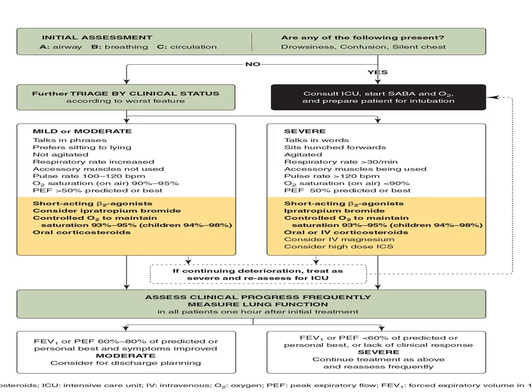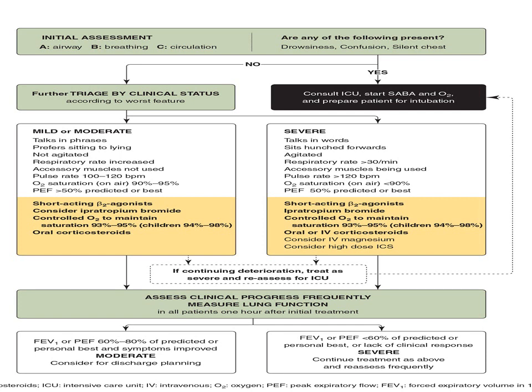This diagram is just clarifying the types of acute respiratory failure: mild, moderate, and severe respiratory failure. Mild to moderate: the patient talks in phrases, prefers sitting or lying, not agitated, respiratory rate increased, accessory muscles not used, pulse rate 100 to 120, the O2 sat on room air, without oxygen, is 90 to 95%.